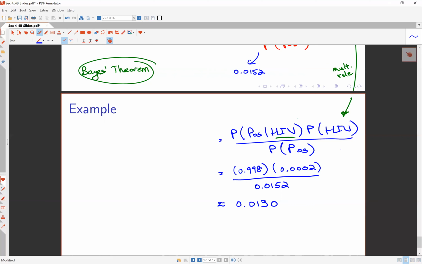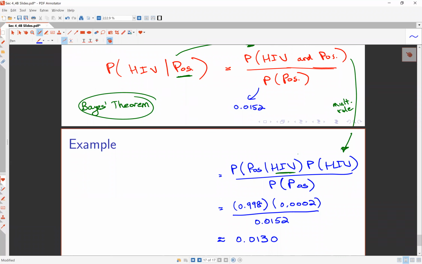But what you'll see is we'll look at this false positive and true positive rate information again, specifically in the context of COVID-19. But that is the end of this video, and I will see all of you online on Zoom.